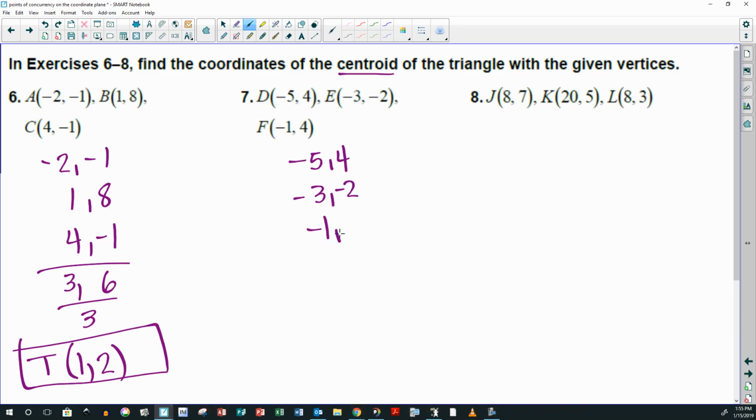And if it makes sense, if the midpoint is the middle of 2 things and the centroid is the middle of 3, then you would do it the same way. So this is negative 9. 8 minus 2 is 6, divided by 3. Negative 9 divided by 3 is negative 3. 6 divided by 3 is still 2.